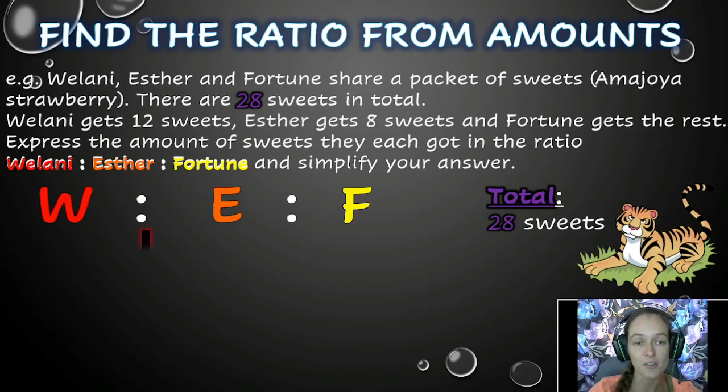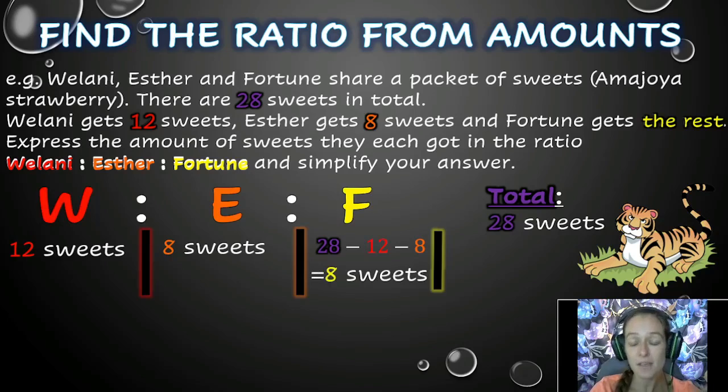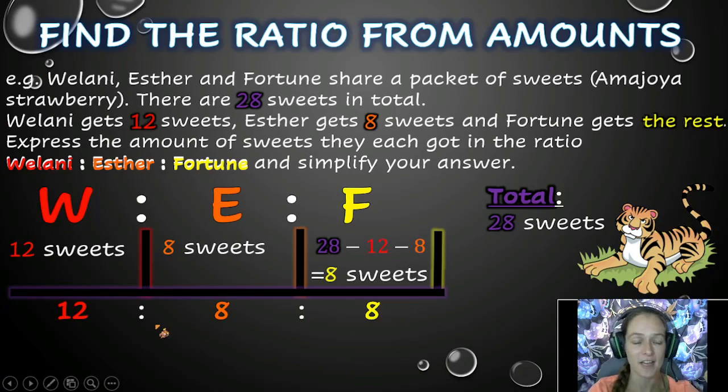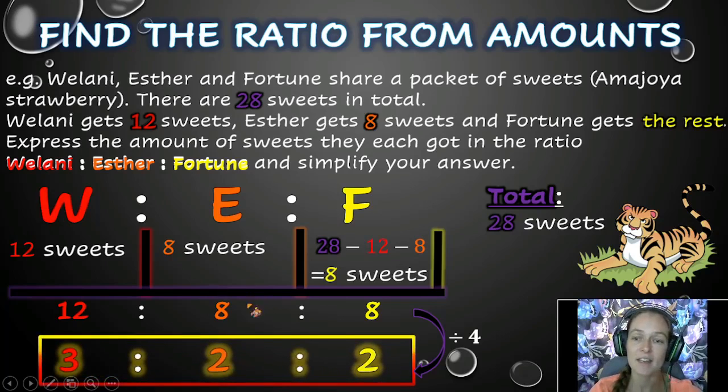And now we're going to look at the ratio between the 3 girls. So Wilani has 12 sweets. Esther has 8 sweets. And since Fortune gets the rest, we'll need to work that out by subtracting the 12 and the 8 from our total, which gives us 8 as well. So she gets the same as Esther. I guess Wilani was hungry that day. Okay, so that's the ratio of sweets they get, 12 to 8 to 8. It's not the most simple ratio, you could actually simplify that, but this is how many they get for that total. Okay, if they did ask you to simplify it though, you divide it either by 2 twice or by 4 once to end up with the ratio 3 to 2 to 2. Cool.